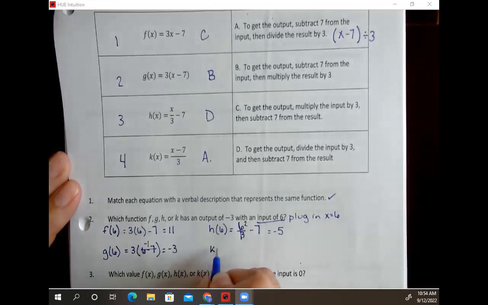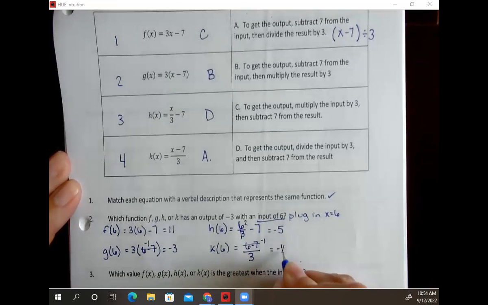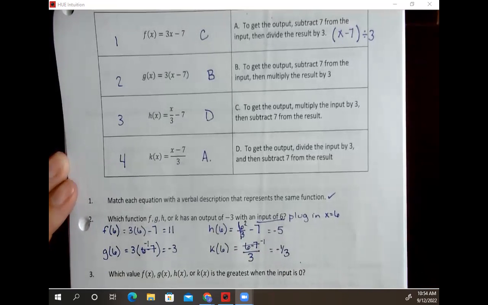And then finally, k is our last function here. So I'm plugging 6 in for x. That would be 6 minus 7, and then all of this divided by 3. On top, 6 minus 7 is negative 1. Negative 1 doesn't divide evenly by 3. So I'm just going to leave this as negative 1/3 there. Fractions are okay.